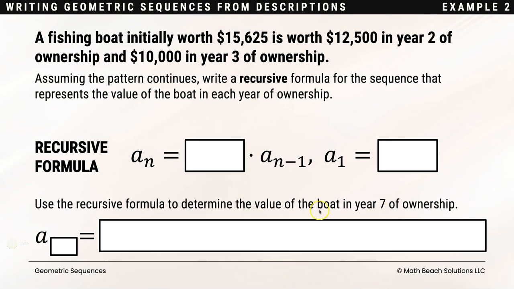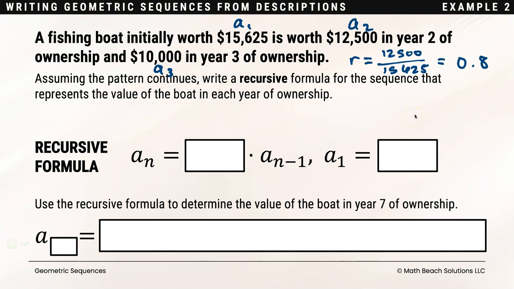each year of ownership. We know it's a geometric sequence because if we check for a common ratio, we do have one. And we're going to need to calculate that to write our recursive formula, so let's do that now. To find the common ratio, you're going to take a term and divide it by the previous term. So I am going to take the second term and divide it by the first term. 12,500 divided by 15,625 is 0.8.